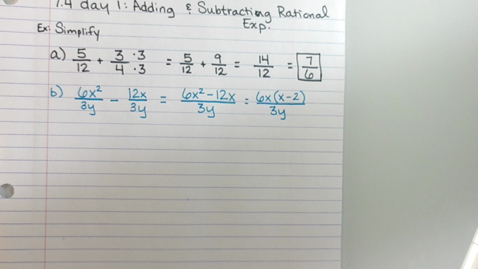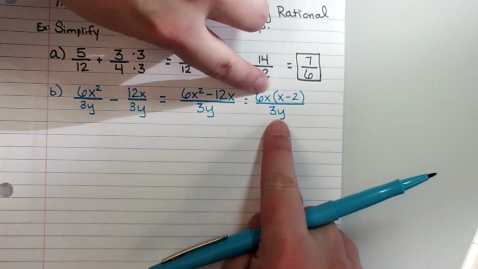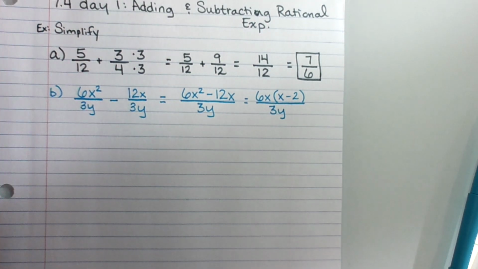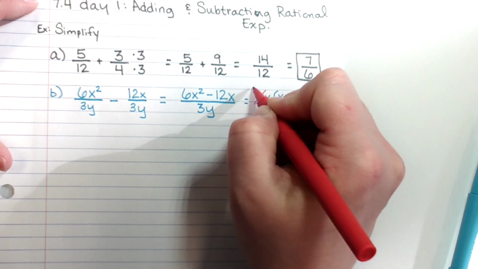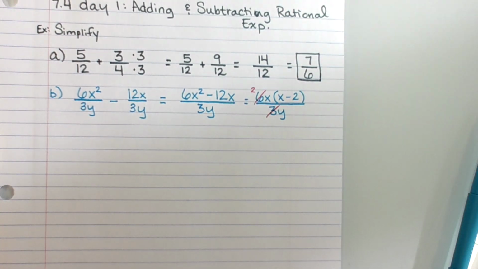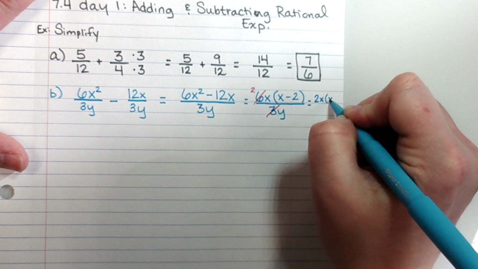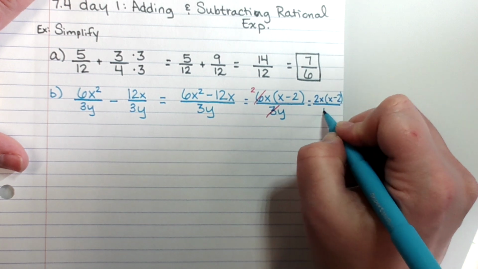And then I simplify. Binomials with binomials. If there was an x minus 2 on top and an x minus 2 on bottom, they'd cancel out. That's not the case here. Monomials with monomials. 6x and 3y. Is there something I could divide out of both of them? Divide them both by a 3. That becomes a 2. That disappears. That's the most we got. 2x, x minus 2, all over y.